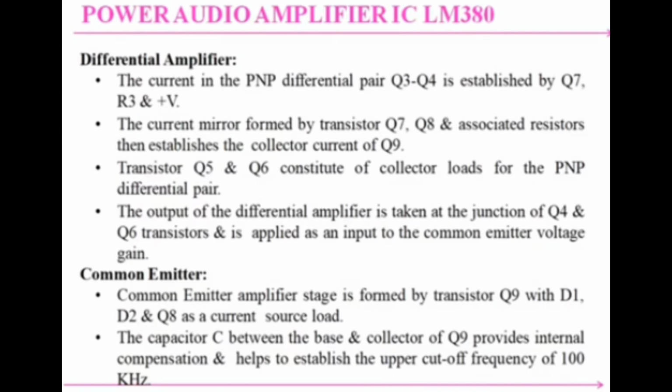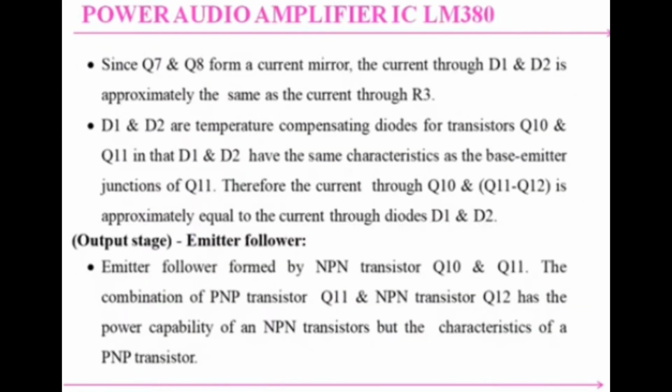So the third stage is the common emitter stage, formed by transistor Q9 with D1, D2 and Q8 as a current source load. The capacitor C between the base and the collector of Q9 provides internal compensation and helps to establish the upper cutoff frequency of 100 kHz.